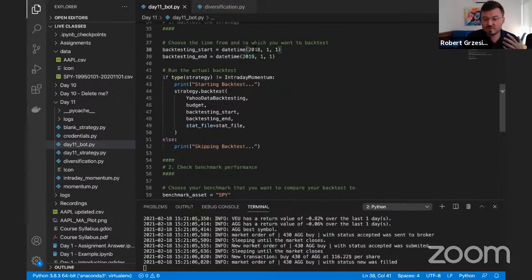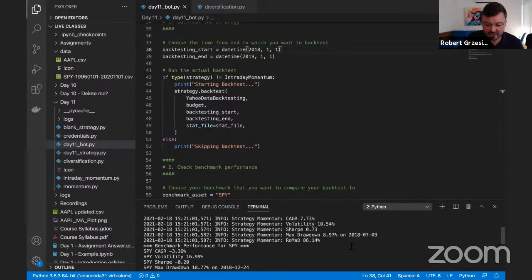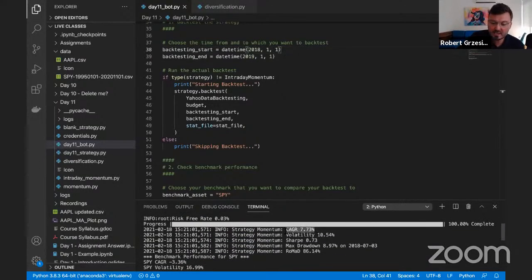You could change this from 2018 to 2019. You could change it to be the 1950s to 2020, right? You could back test that whole time period with your strategy and find out whether this is something that would have worked or not. So that's essentially what we did here. You could see that the strategy in 2018 would have made you 7.7%.